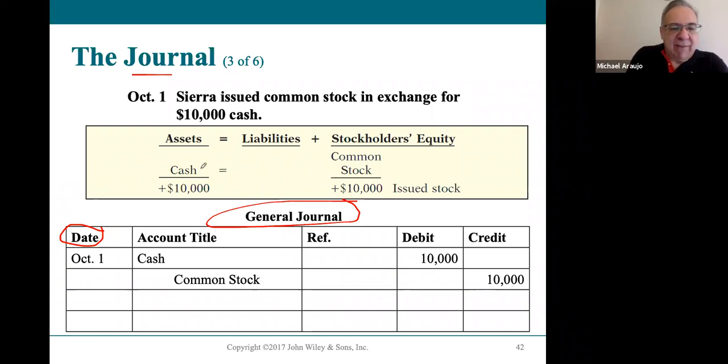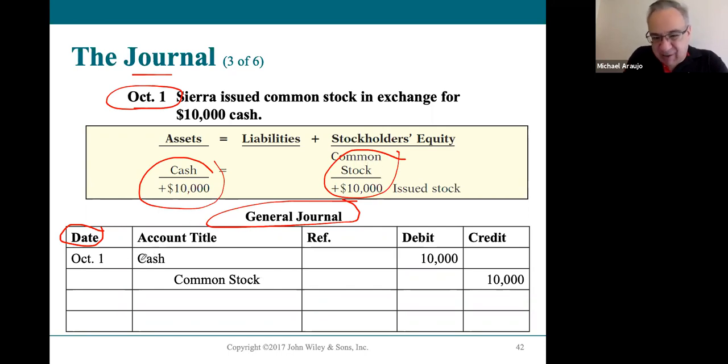So what happened in that very first event is, as we've analyzed, we have more cash, we have more common stock. You did your debit and credit analysis. More cash is debiting cash, 10,000. More common stock is crediting common stock, 10,000. In the journal is where we actually write it down.